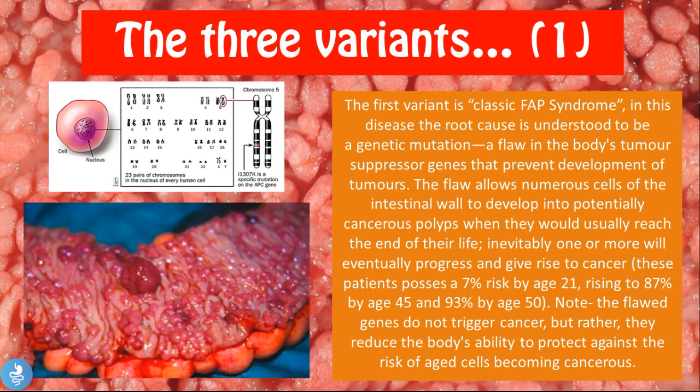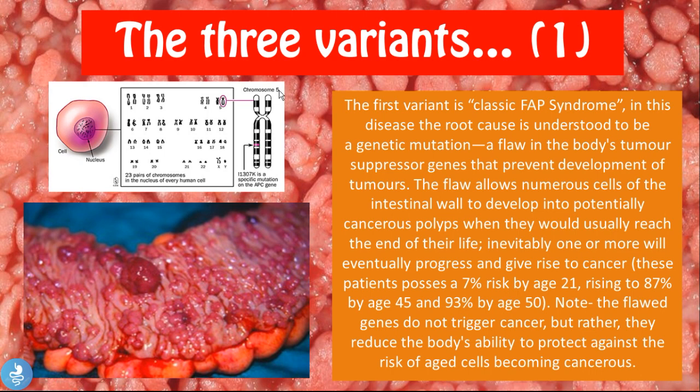These patients possess a 7% risk of cancer by age 21, rising to 87% by age 45 and 93% by age 50. Something to note here, however, is that the flawed genes do not trigger the cancer, but rather they reduce the body's ability to protect against the risk of aged cells becoming cancerous.